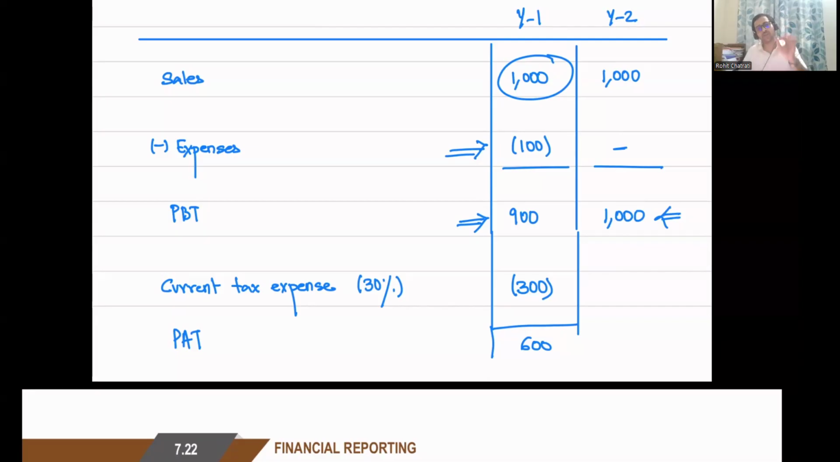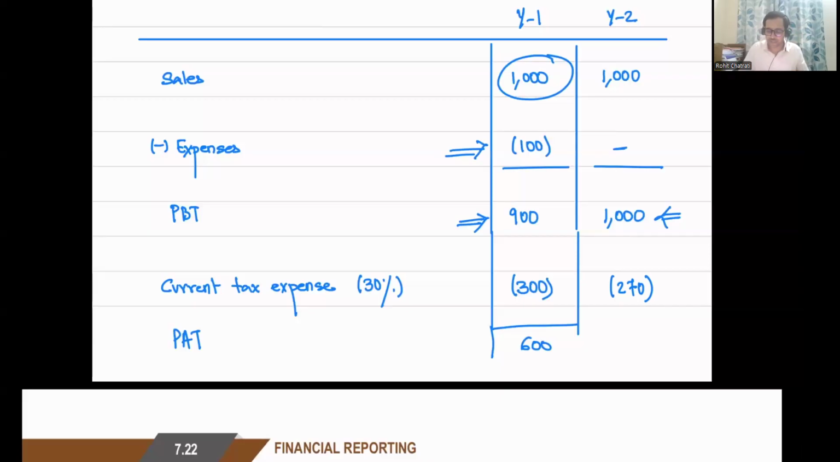On 900 I am required to pay a tax of 30 percent, and that will be 270. All right, I'm repeating myself. In the books of accounts I have a profit of 1,000, but my taxable income is going to be 900 because the 100 rupees is now going to be allowed as a deduction in year 2 when I'm actually paying the expense. When the expense is paid off, that's going to be allowed as a deduction, although it is not an expense for year 2 in the books of accounts.